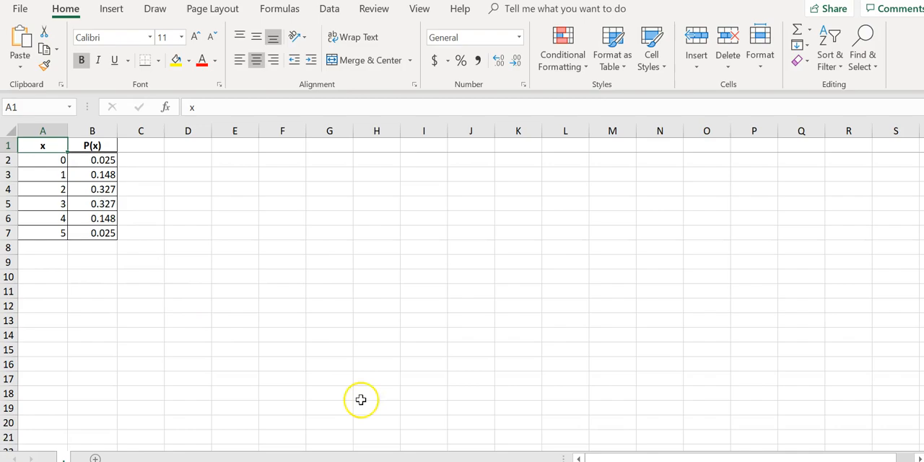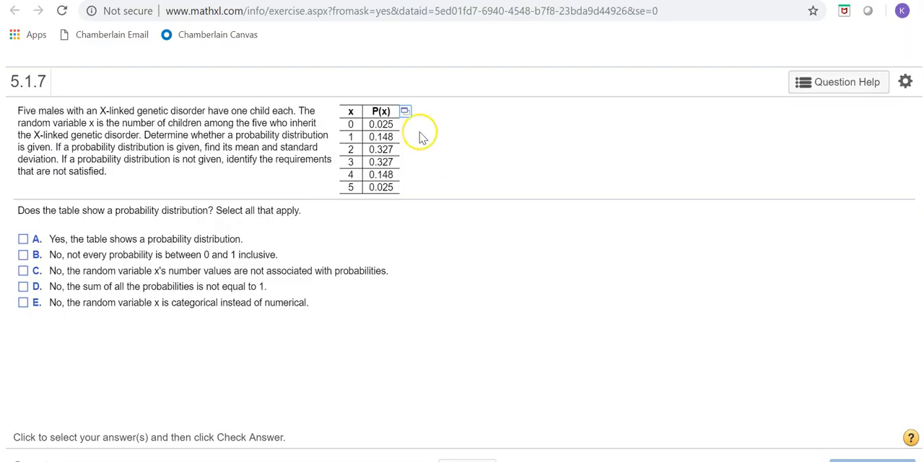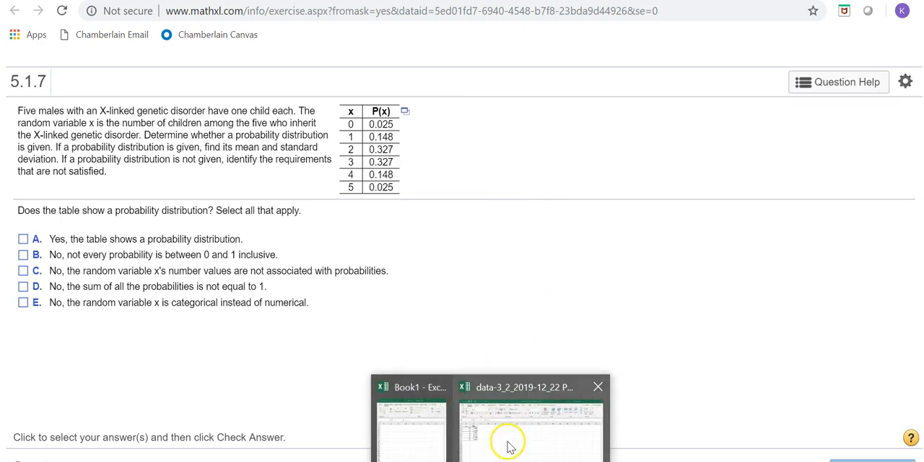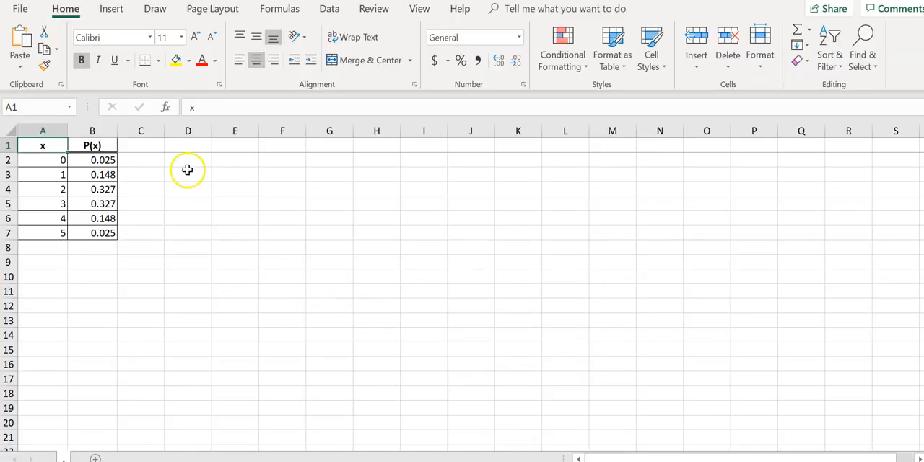Whether you copy it from the problem itself is up to you. That's what this little clipboard allows you to do, so that you don't have to rewrite everything. So what we're going to do is, the first thing is the mean. So you want to find x times the probability of that x value. So I tell Excel equals, that way it knows I wanted to compute something. I highlight the cell, so there's my x times the probability.